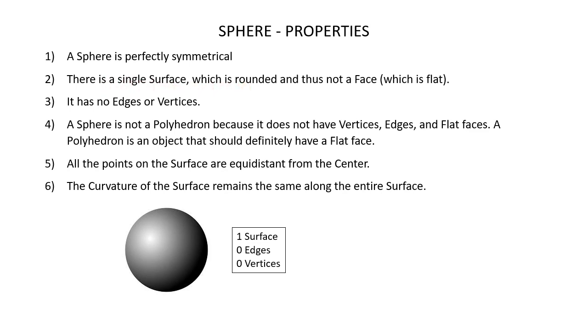A sphere has no edges or vertices. A sphere is not a polyhedron because it does not have vertices, edges and flat faces. A polyhedron is an object that should definitely have a flat face. All the points on the surface are equidistant from the center. The curvature of the surface remains the same along the entire surface.